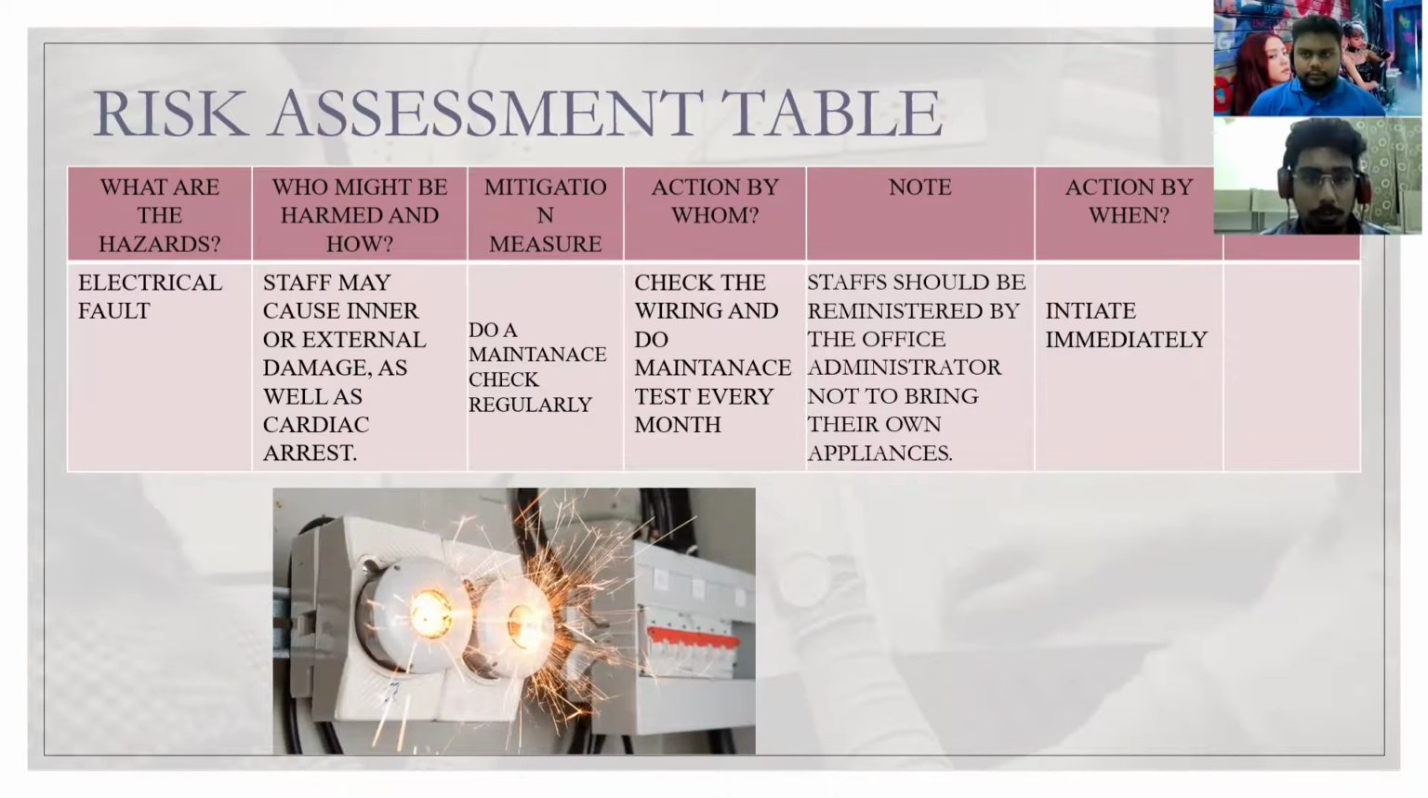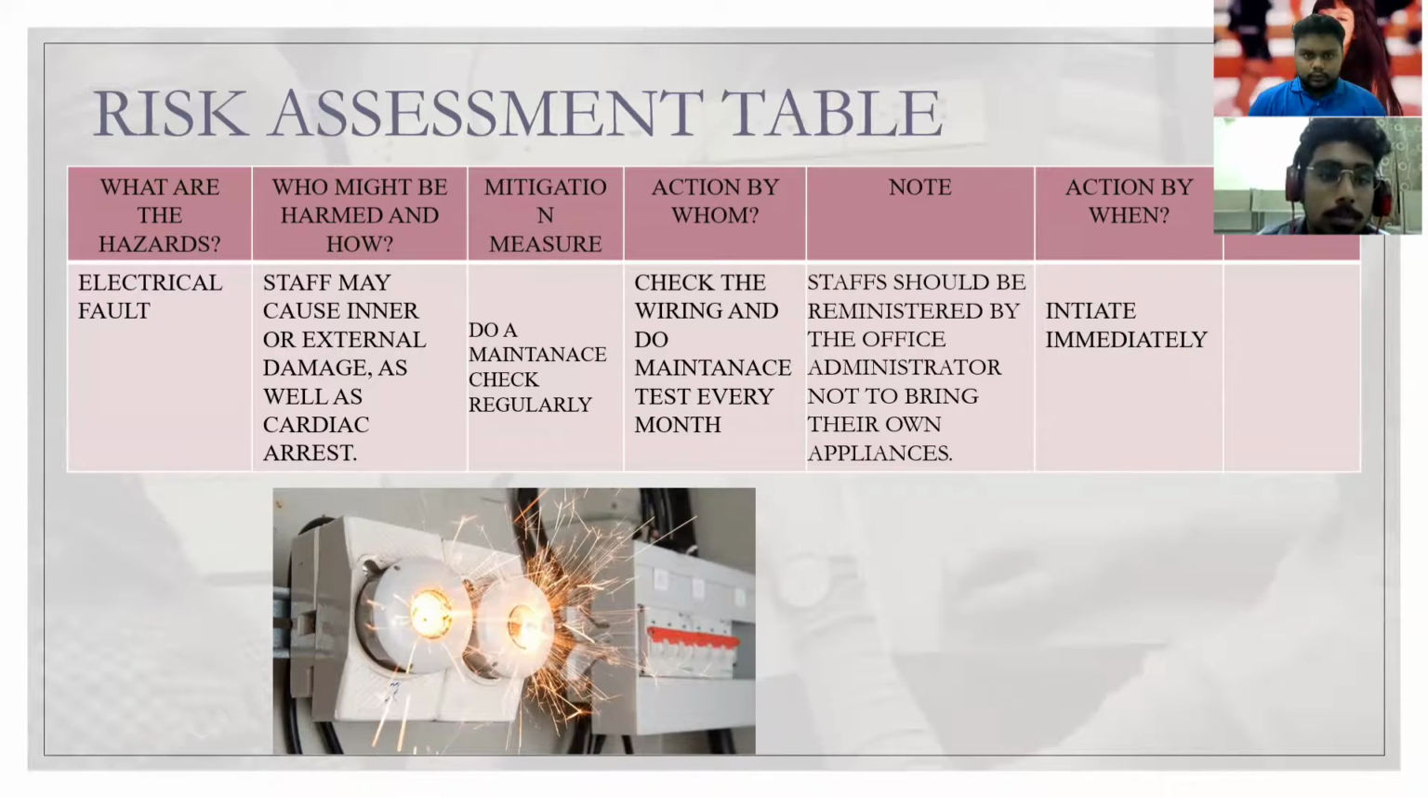The next hazard is electrical fault. Electrical faults are a common thing that happen in every company. We cannot say when it will or will not happen, so it happens spontaneously. If any electrical fault happens and there's an employee there, it may cause the employee internal or external damage as well as cardiac arrest. To avoid this, the maintenance team should check for electrical faults every day and do a maintenance check regularly. The wiring should be checked and maintained by the maintenance team.